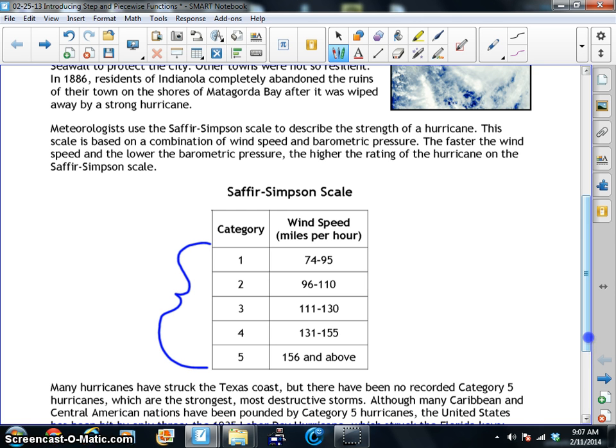So it's based off of just looking at the wind speeds. Category 1 is 74 to 95 miles per hour, 96 to 110 for category 2, 111 to 130 is category 3, 131 to 155 is category 4, and we have our last one, which is 156 and above, which is nice, good fun.